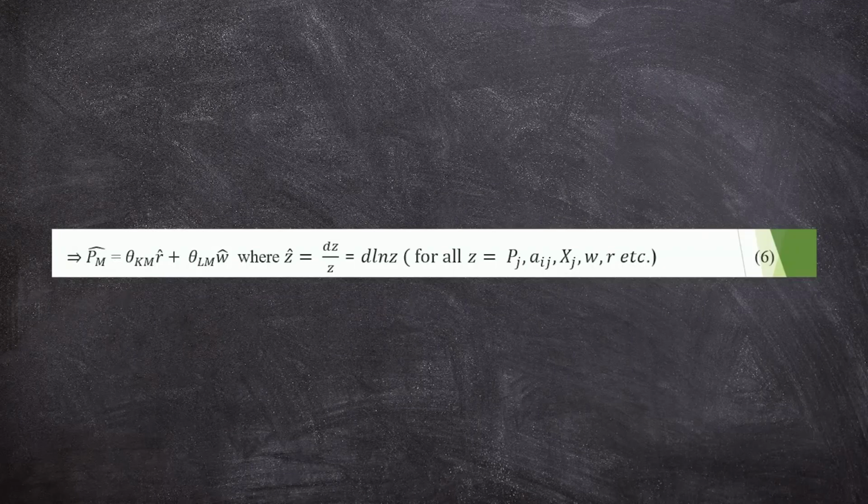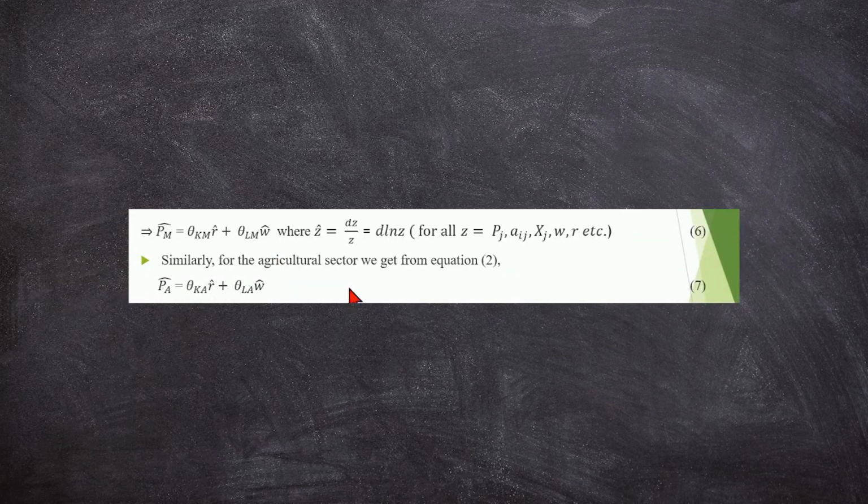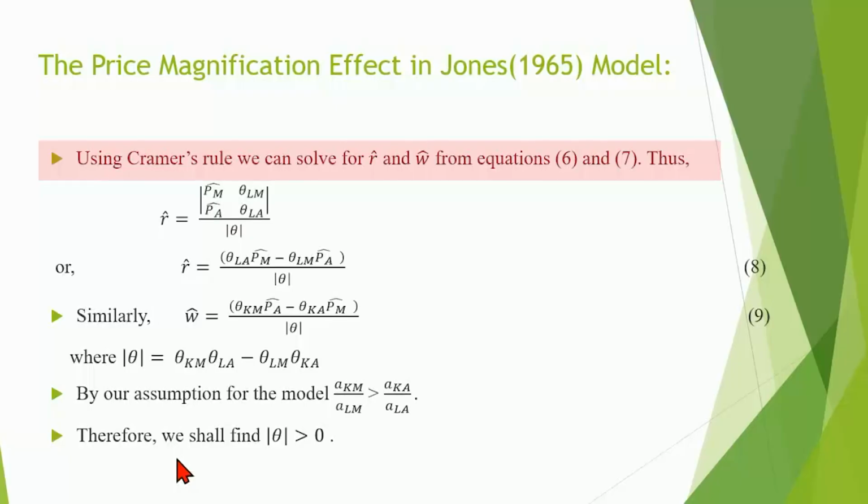Now, here we can say that from equation 6, we see PM hat is weighted average of R hat and W hat, whereas from equation 7 it is clear PA hat is weighted average of R hat and W hat. Now we can use Cramer's rule to solve for the values of R hat and W hat from equations 6 and 7. Now we get the value of R hat like this, theta LA into PM hat minus theta LM into PA hat whole divided by mod theta.